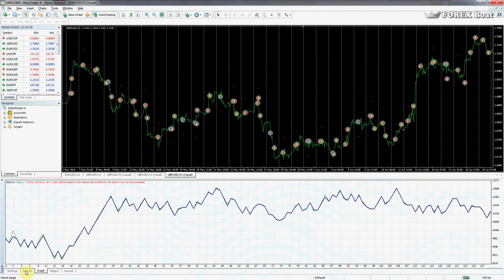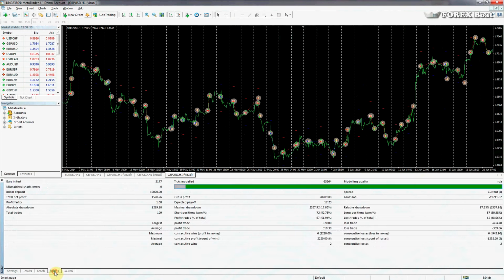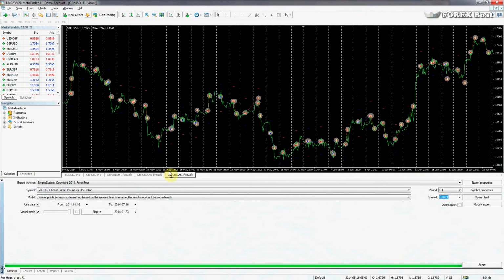There's lots of elements to this testing. There's results, graph, report, journal, settings, and so on. So that's what we're going to be discussing today, how to use this strategy tester. But we'll only have a brief overview of the strategy tester because it's such a complicated beast that you need much more than just one tutorial to understand it properly and how to use it to its full extent.